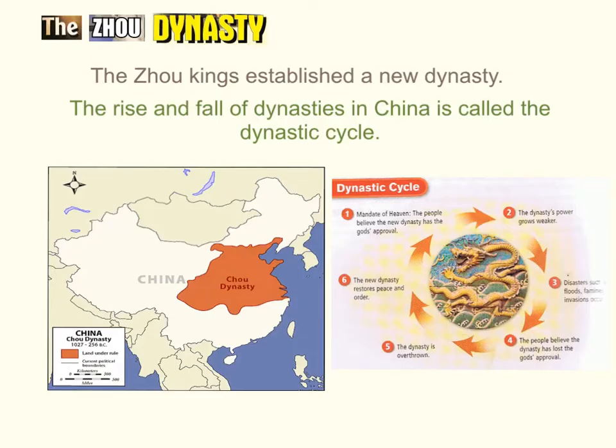Now that we have a second dynasty in place, what we're going to start seeing is the rise and fall of particular dynasties in China. This is called the dynastic cycle. If you look at this diagram over here, it gives you an idea of what the dynastic cycle is.